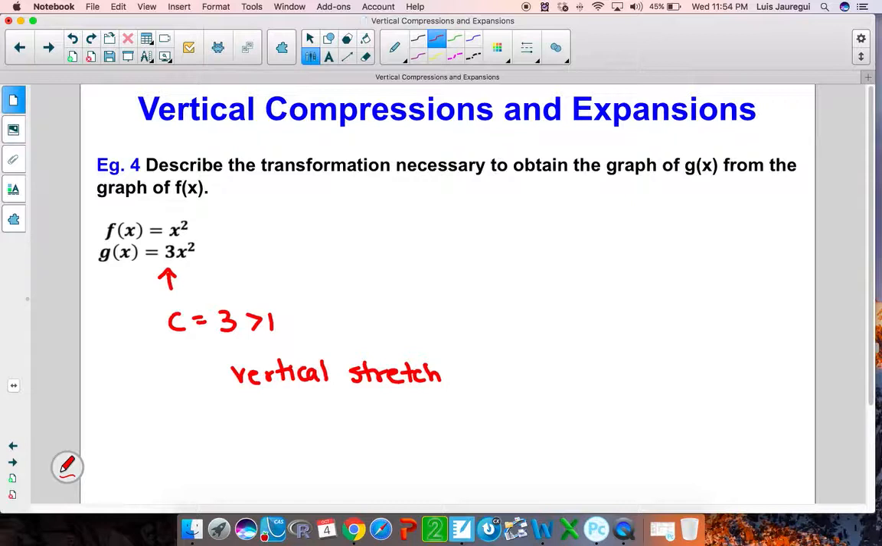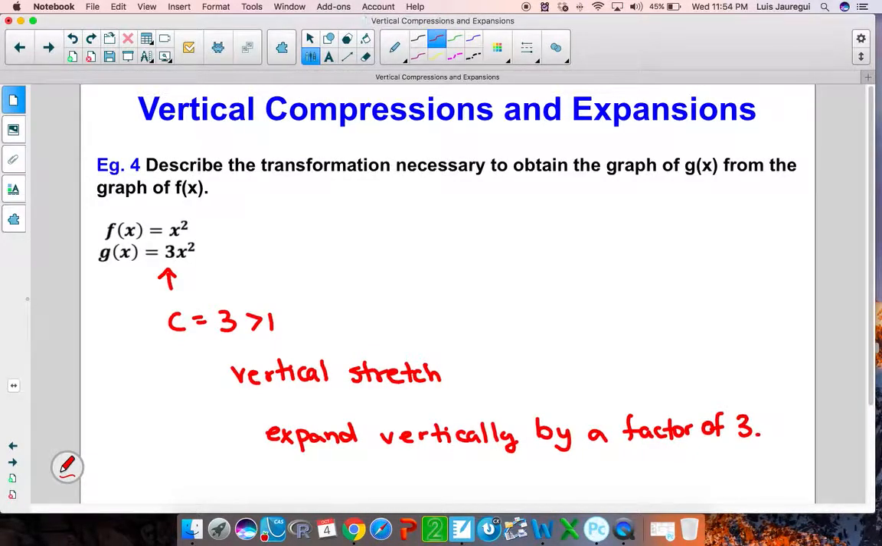To describe the transformation, we would simply say something along the following lines. Let's just expand vertically. Let me write that down. Expand vertically by a factor of 3. Notice that's our constant in this case. When we're expanding, we don't take the reciprocal, we just take the value for c directly.